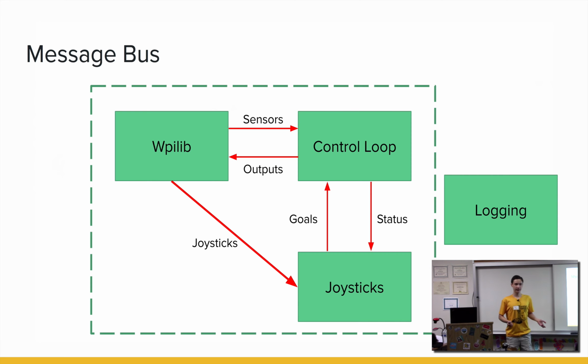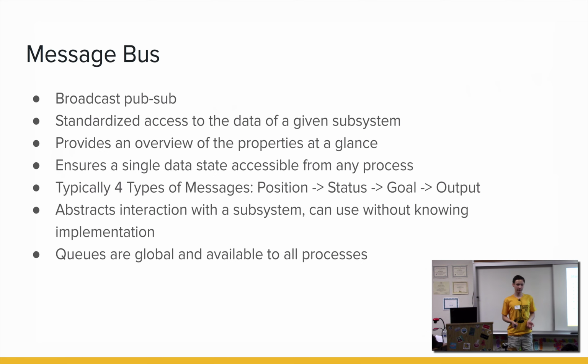What this does is define a standard data structure that's available to all processes that are running. For example, we might have a sensor data structure, and this will contain all of the different sensor outputs that can be passed from Wpilib back to a control loop. The overall goal of the message bus is that it's almost like a class in a programming language. However, it's designed to be passed between different systems almost automatically. It's implemented as a broadcast, publish, and subscribe system.